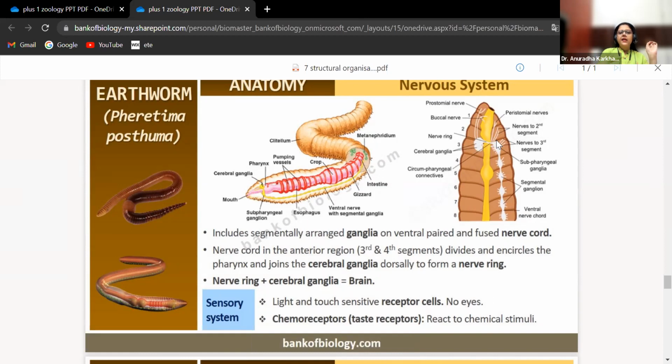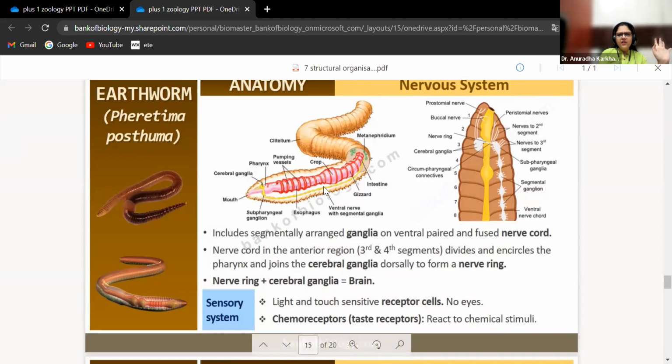Okay. Light and touch sensitive receptor cells are present, but they do not have any eyes. Chemoreceptors, that is taste receptors, are going to be present. They react to the external and chemical stimuli. So उनको taste आती है soil की, जो वो decaying matter खाते हैं उसकी. Okay, so they react to chemical stimuli. So this is about the nervous system.